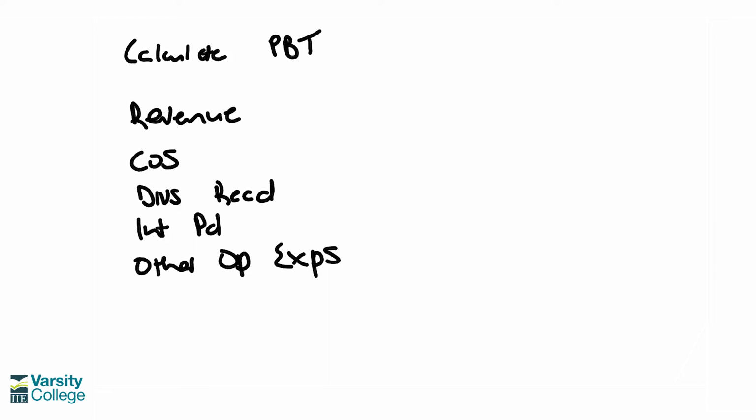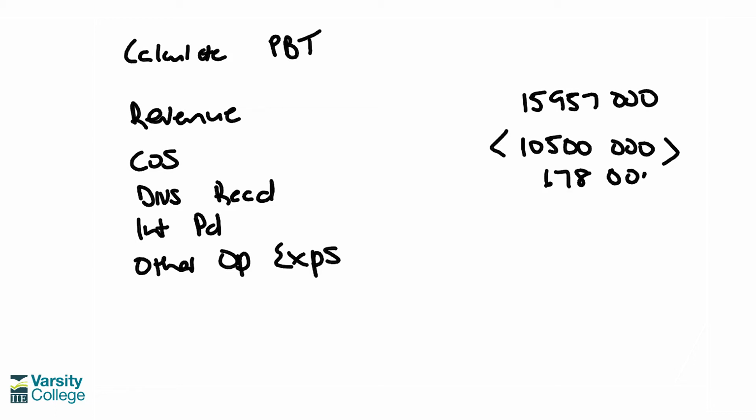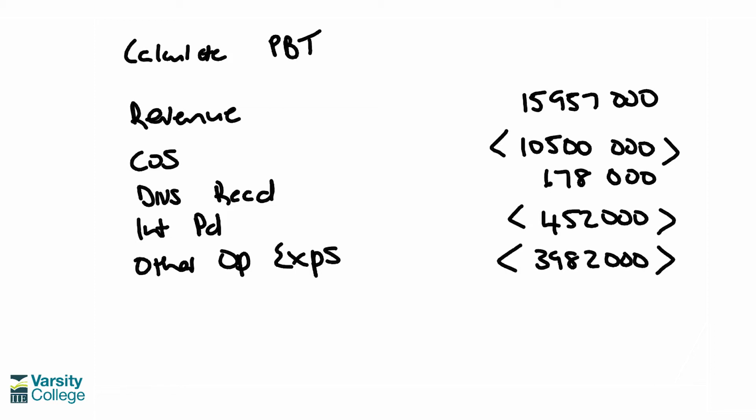So we pop down revenue, 15,957,000. We subtract cost of sales, 10,500,000. We add dividends received, 678,000. We subtract interest paid, 452,000. And we subtract the given other operating expenses, which is 3,982,000. And that was the given information only, but there were adjustments.